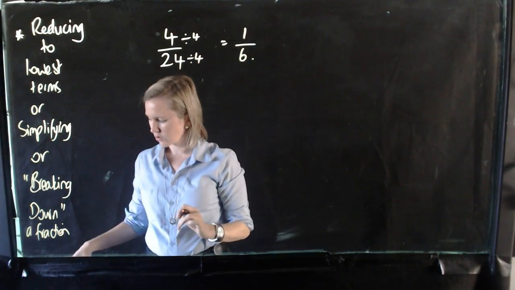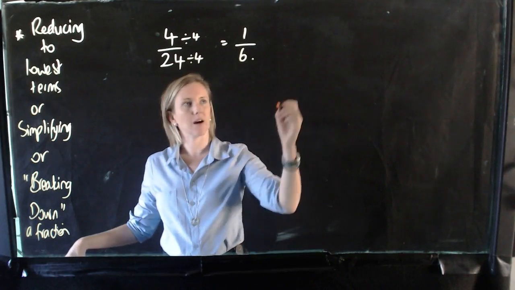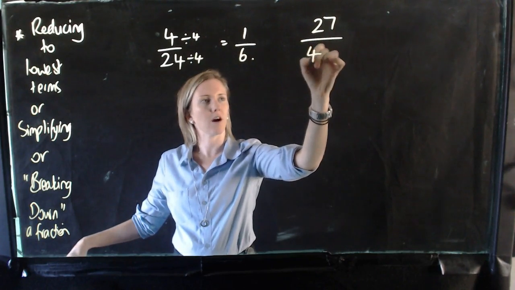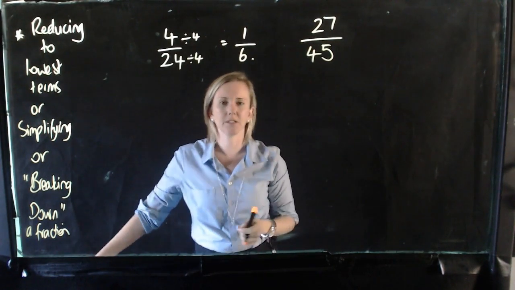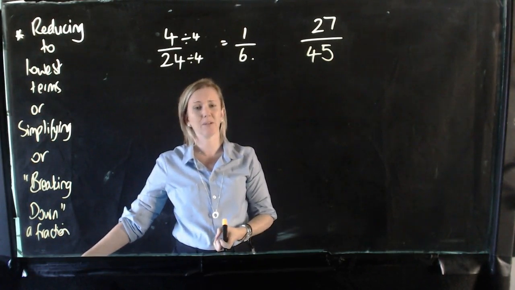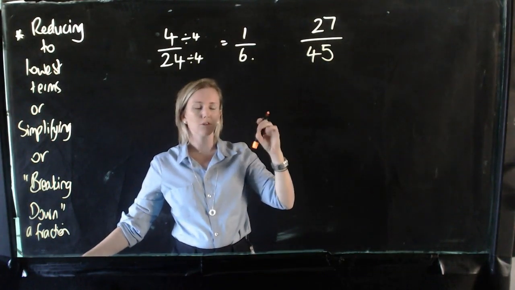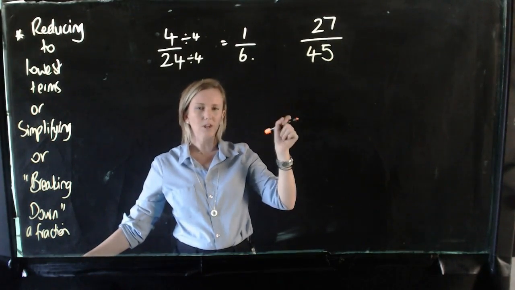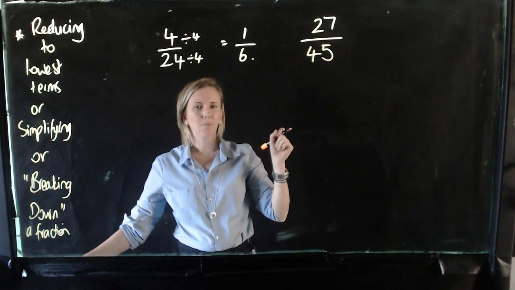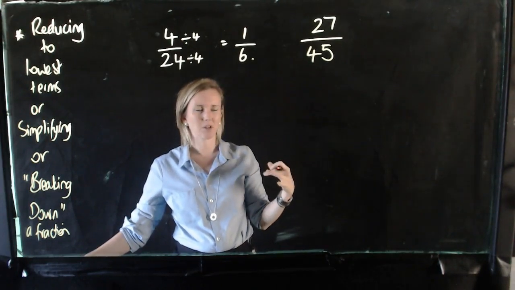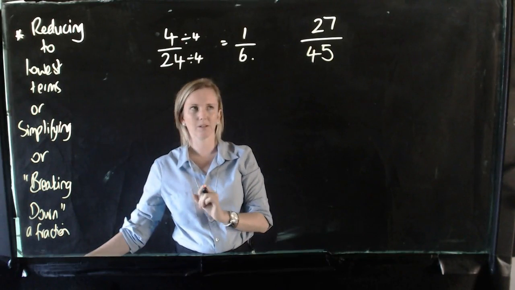Okay, let's go through another example that's a little bit harder. Okay, so I've got 27 over 45. And you're probably thinking to yourself, what the bloody hell am I going to divide the top and bottom with there? They look like really hard numbers. But what you can do is go through the numbers individually until you find one that works. Don't worry if you don't end up choosing the biggest number, because you can go a couple of steps, and I'll show you an example with that a little bit later.